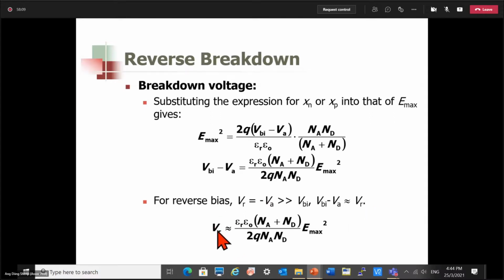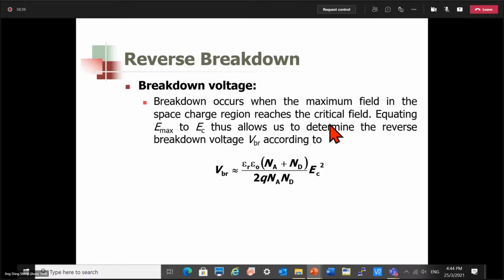Okay, so the reverse bias voltage that corresponds to a certain maximum electric field at the metallurgical junction is given by this expression. Now, as mentioned earlier, avalanche breakdown happens when the maximum electric field starts to exceed the critical electric field. Therefore, the voltage at which the onset of avalanche breakdown happens can be estimated by equating the maximum electric field to the critical electric field of the semiconductor. So this is what we did next.